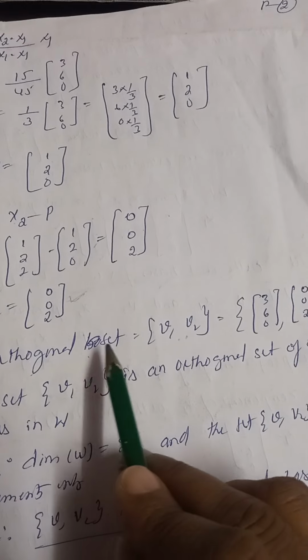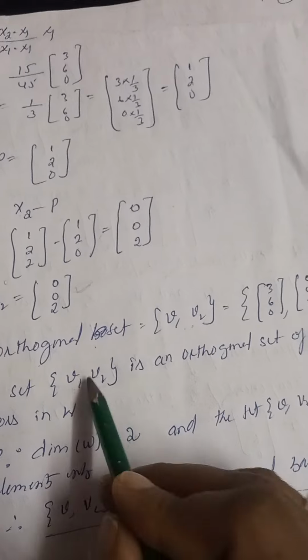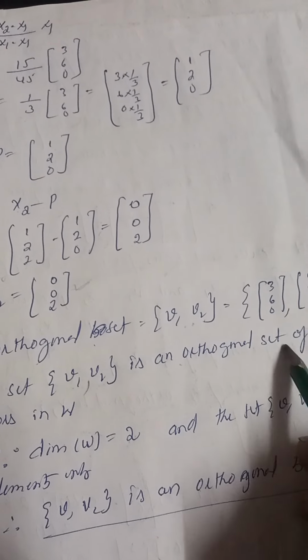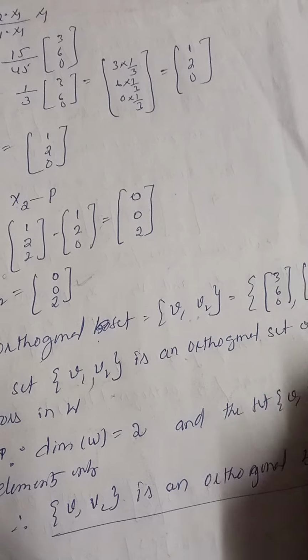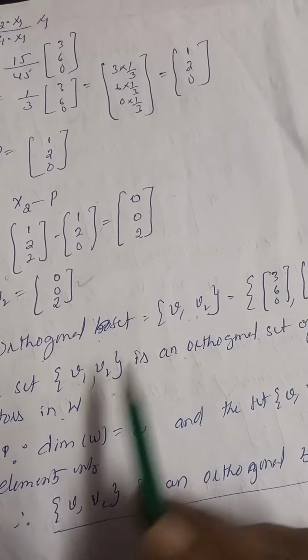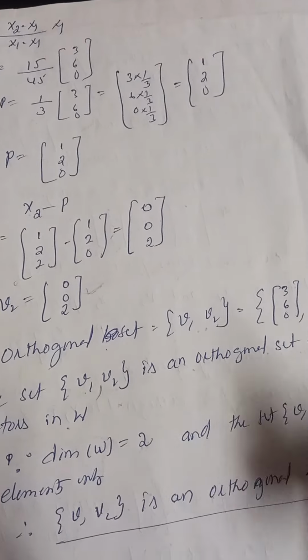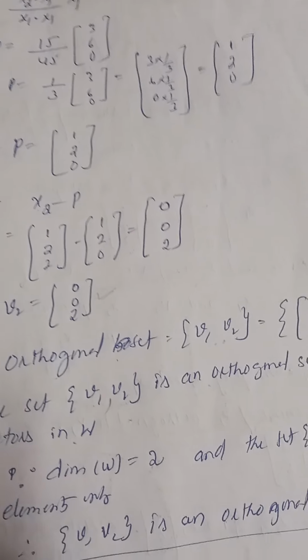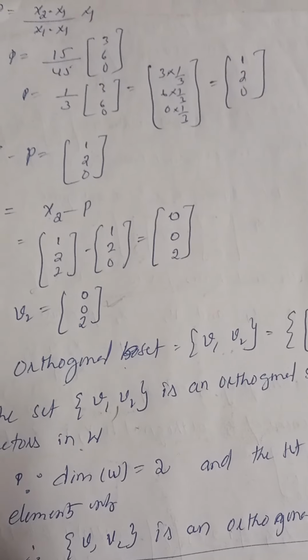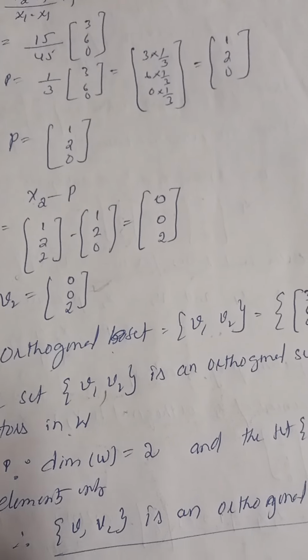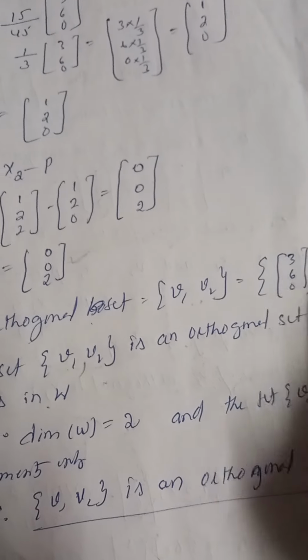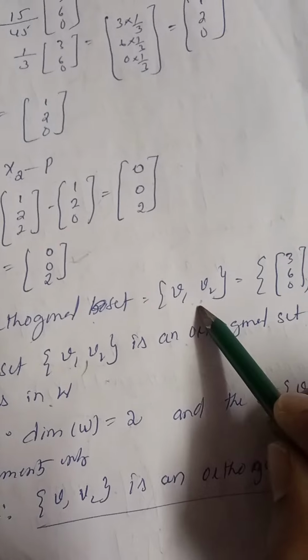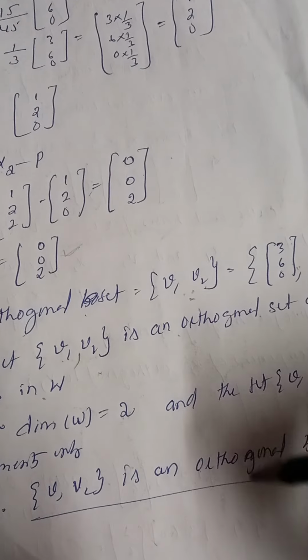First of all, I wrote orthogonal set, this one. Now the set v1, v2 is an orthogonal set of non-zero vectors. Both are non-zero vectors in W, and the dimension of W is what? 2. Right? W is the span of x1, x2. How many elements are there? 2 elements. Therefore, dimension is equal to the number of elements in the basis, that is 2. Now, this is linearly independent and it contains 2 vectors and it is orthogonal. Therefore, it is a basis.